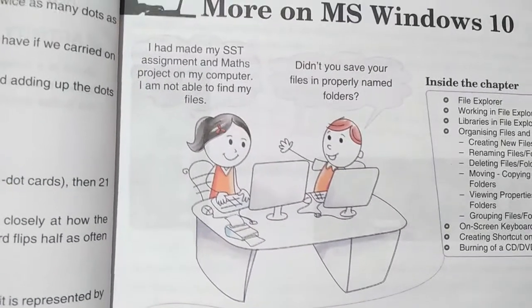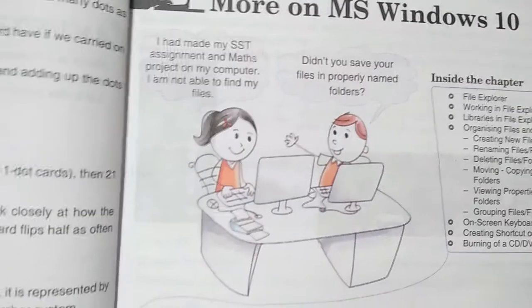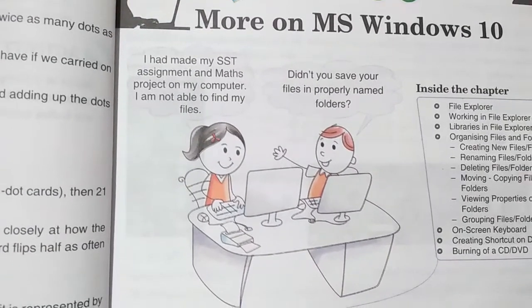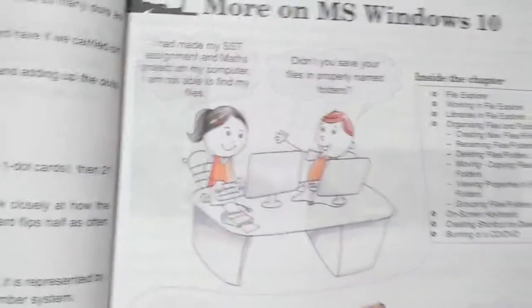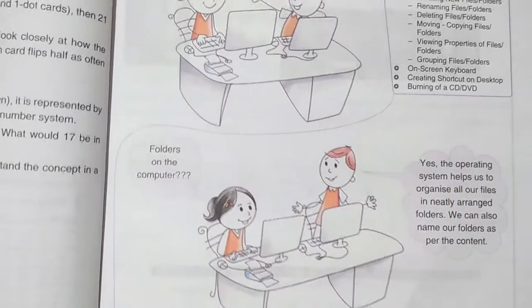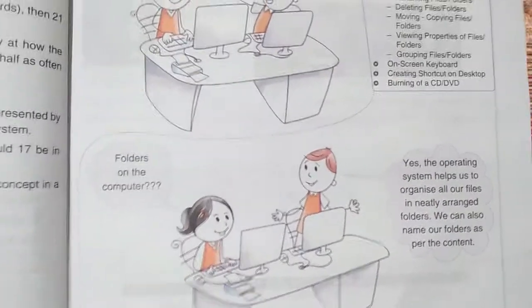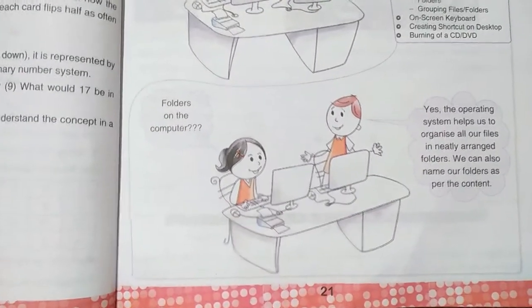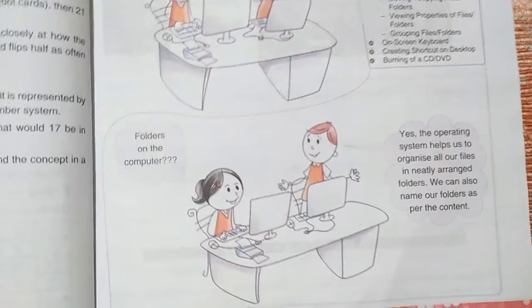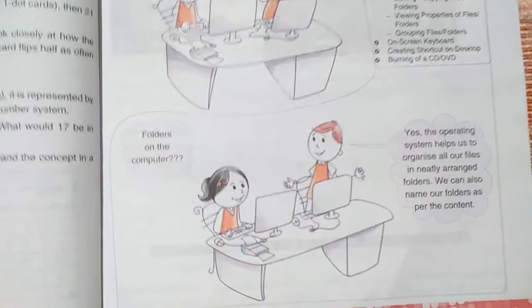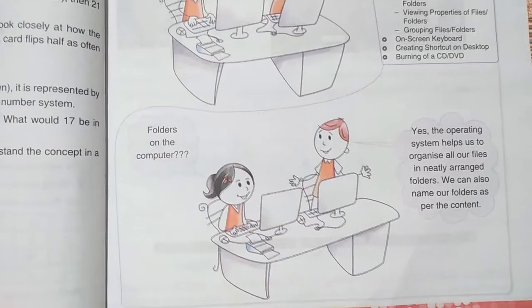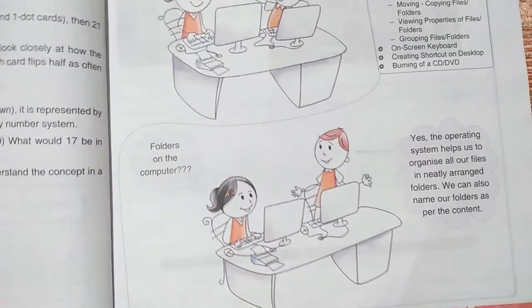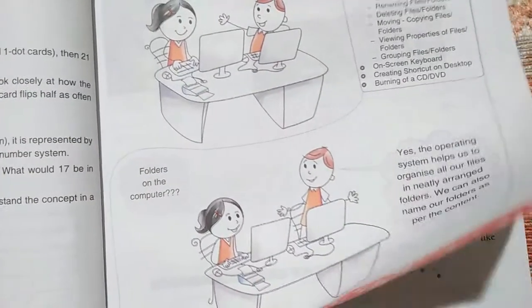So what happened is, whenever you make a file in a computer, you have to give it a name also. Did you save your file in a proper named folder? So she says folder on the computer, because we find so many folders not only in the computer, but in our hands. So yes, the operating system helps us to organize all our files in neatly arranged folders. We can also name our folders as per the content, whatever content we want.